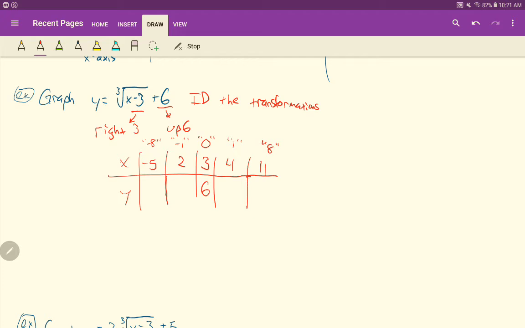Now at this point, you can, again, plug each one of these x values into the function and evaluate to find the y values. Or you can use the table on your graphing calculator and just find these missing y values using your table.